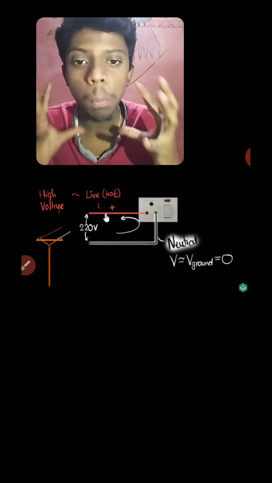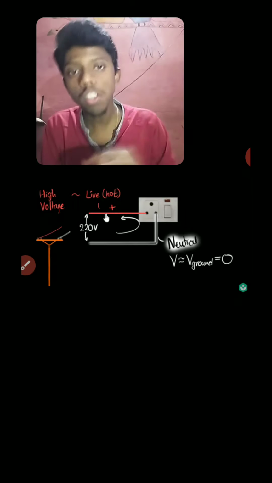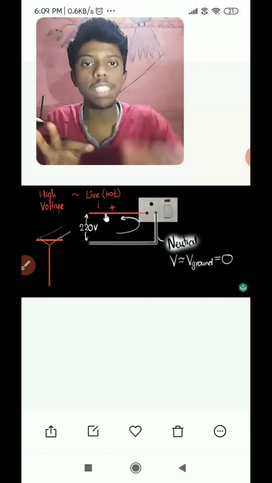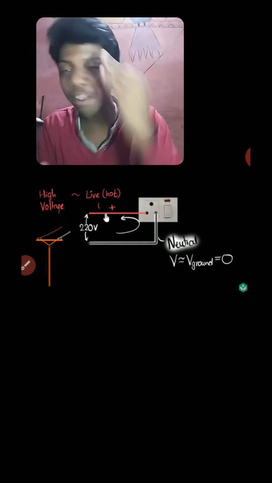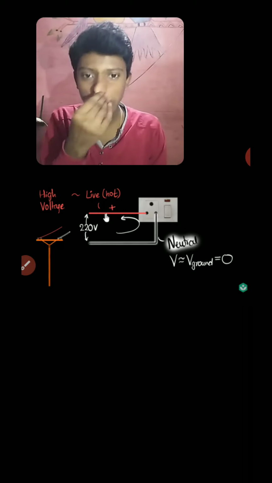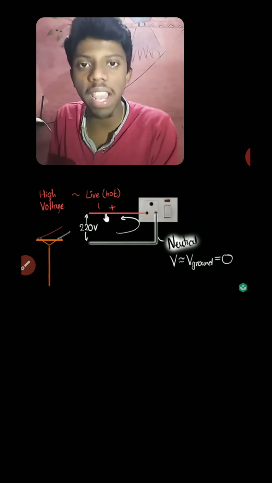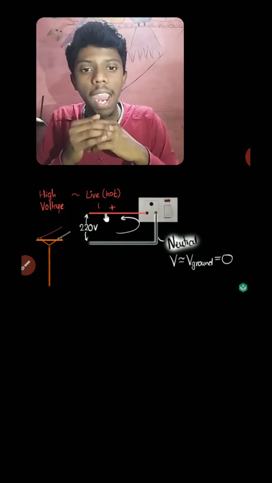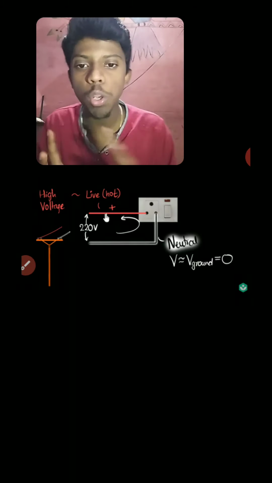Likewise, your two main types of wire, the live wire and the neutral wire, are also insulated. Usually the live wire is insulated with red color, and the neutral wire is insulated with black color. So what is the purpose of the live wire and the neutral wire? Remember, the potential of the live wire is 220 volt, which is what we get in India, and the neutral wire potential is zero with respect to ground. This is what you have to know.